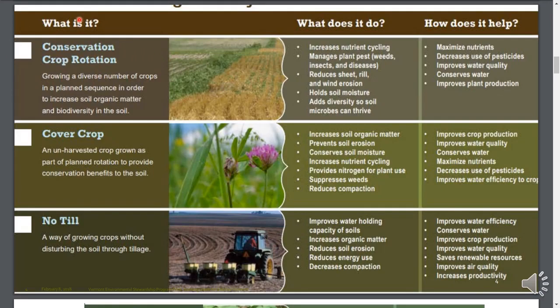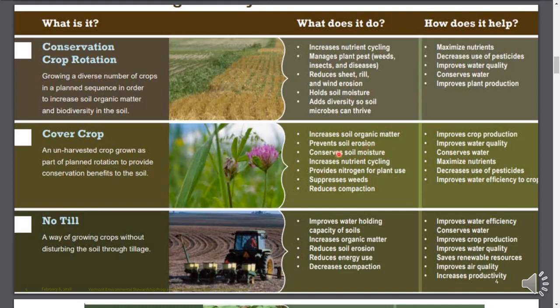So let me explain this table. Here we have listed the agriculture practices for the conservation of soil fertility or conservation of the soil. What does this practice do? And how does it help? For example, speaking about crop rotation, crop rotation increases nutrient cycling, manages plant pests, weeds, insects, and diseases, reduces soil erosion, holds soil moisture, adds diversity so soil microbes can thrive. How does it help? Maximizing nutrients, decreasing use of pesticides, improving water quality, conserving water, and improving plant production.